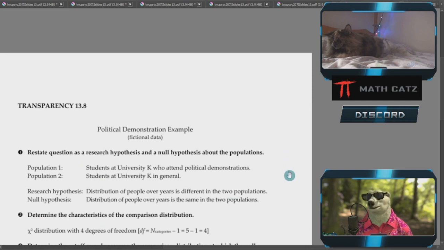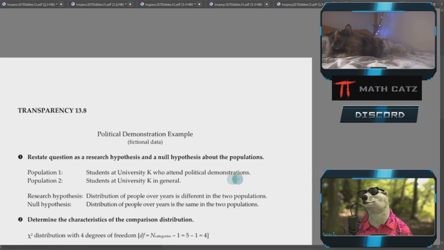So let's set this up before we look at the calculation this time. Our two populations or two groups vary, comparing this political demonstration attendance to attendance in general. The null hypothesis is that essentially the frequency distributions are the same, or within some expected fluctuation, versus the research hypothesis that this one is actually different from what we expect. So we have our degrees of freedom there.